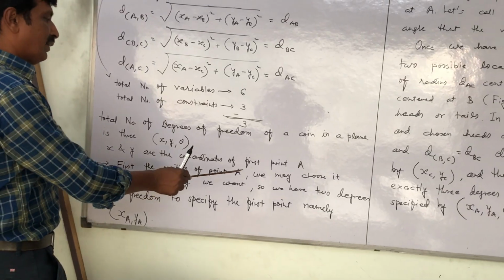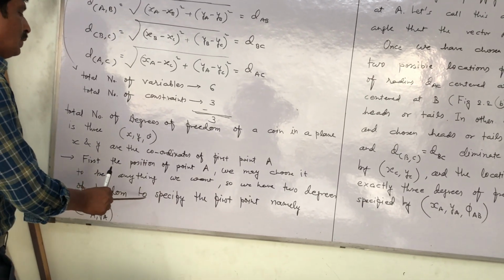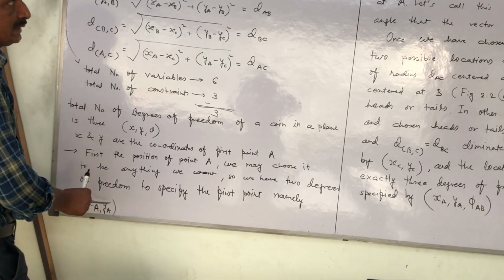First, the position of point A, we may choose it to be anything we want, so we have 2 degrees of freedom to specify the first point, namely xa, ya.